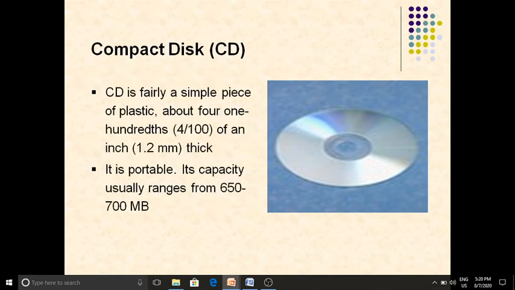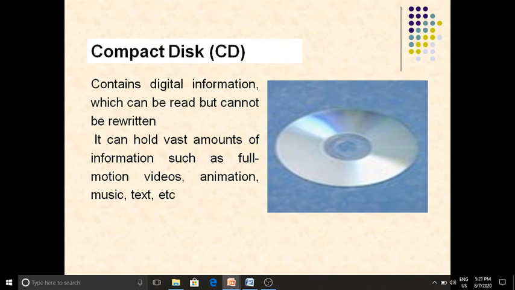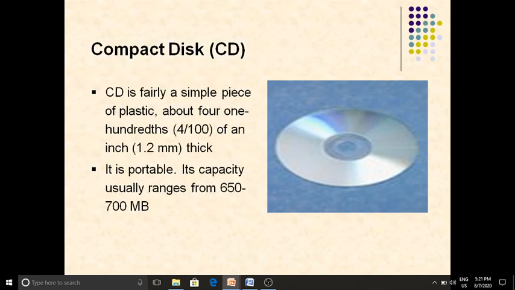Now next point, we are discussing the points on compact disc, CD. What is a CD? It is a compact disc which contains digital information which can be read but cannot be rewritten. It can hold vast amounts of information such as full motion videos, animation, music, text, etc. It is a piece of plastic 1.2 mm thick. It is portable. It stores data up to 650 to 700 megabytes.